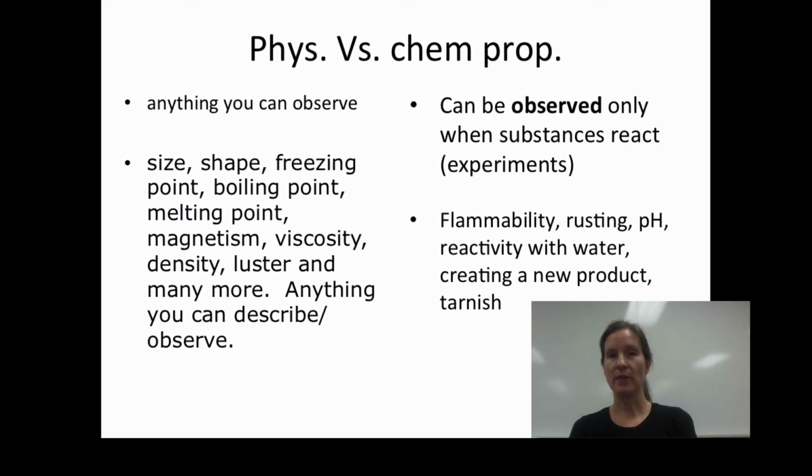Chemical properties then, the things that you can observe about it chemically would be if something is flammable, that would be a chemical property. If it tends to rust, that's a chemical property. Whether it's reactive with water, whether it tarnishes, essentially how it interacts, whether it interacts with the air for a new substance being formed. Those would all be considered chemical properties of substances.